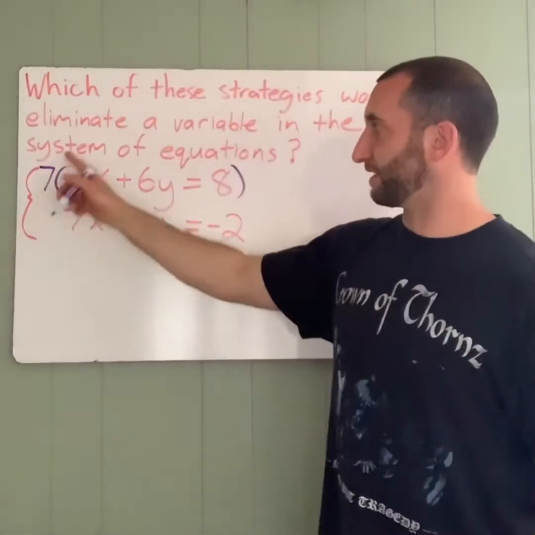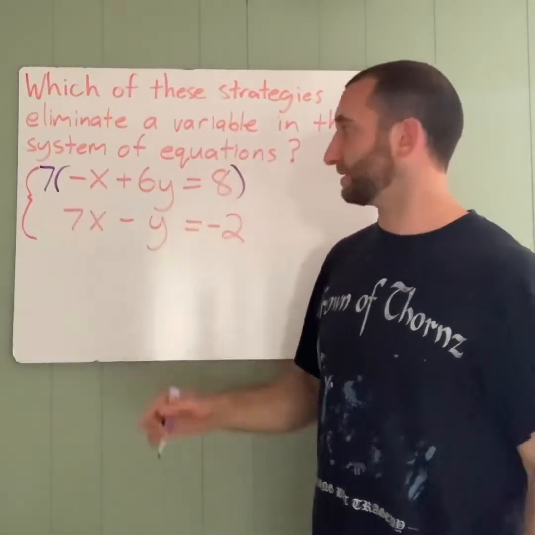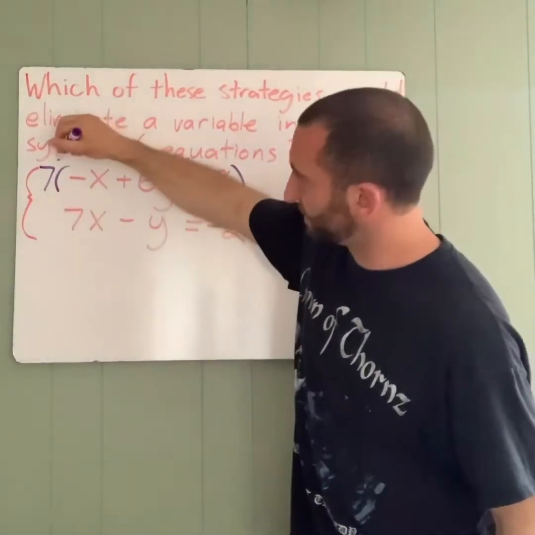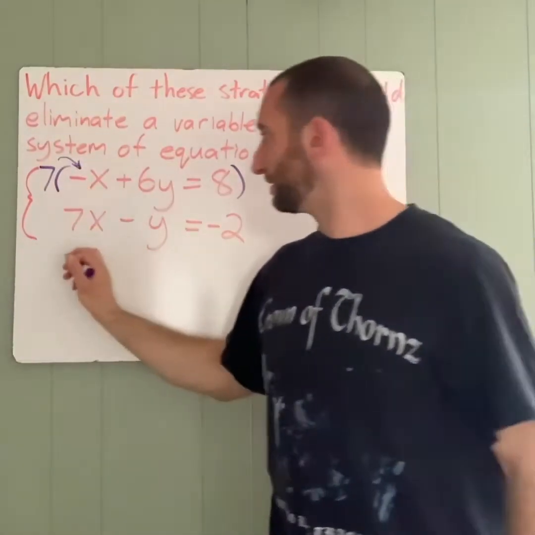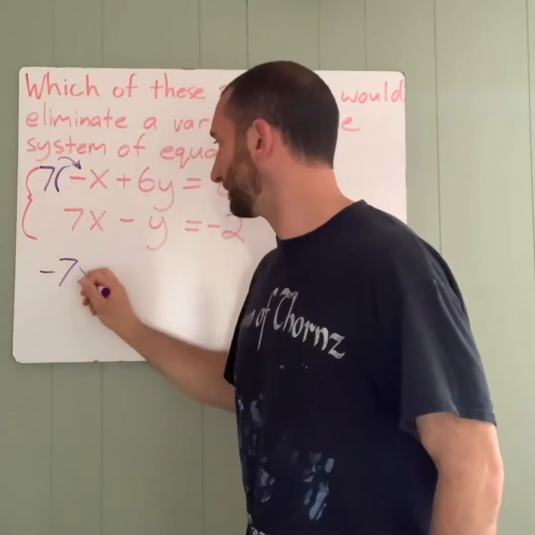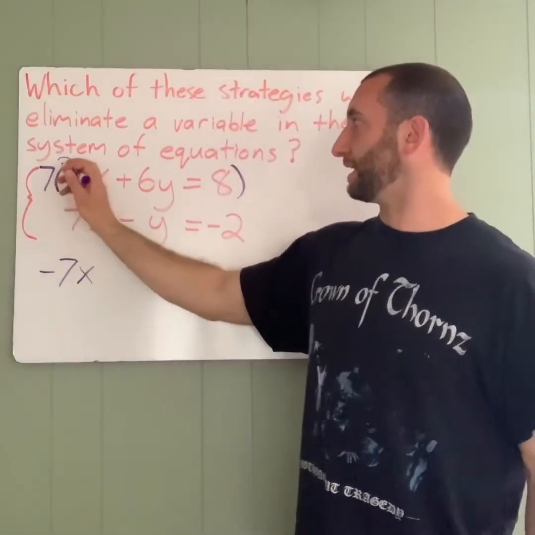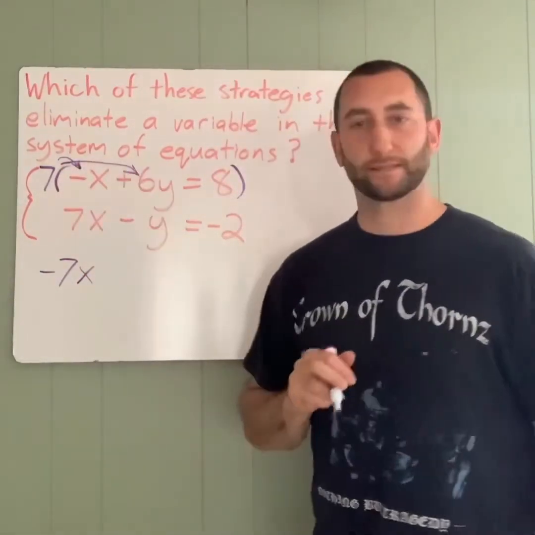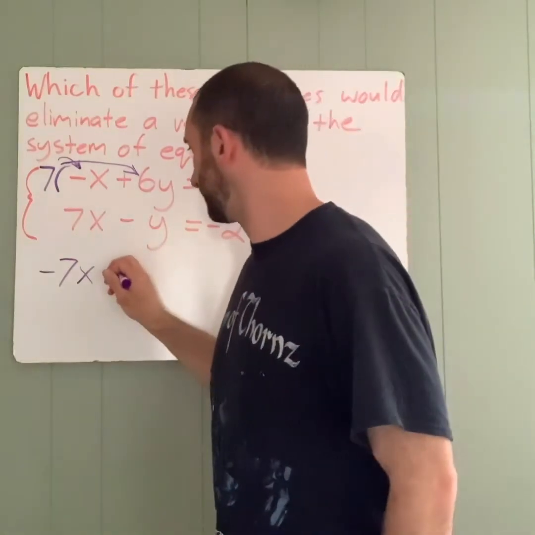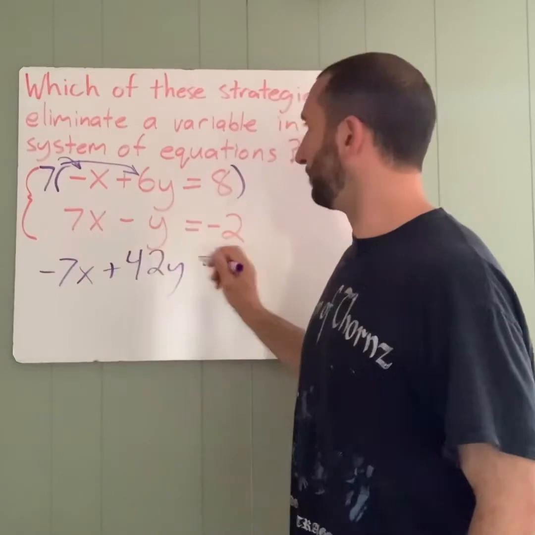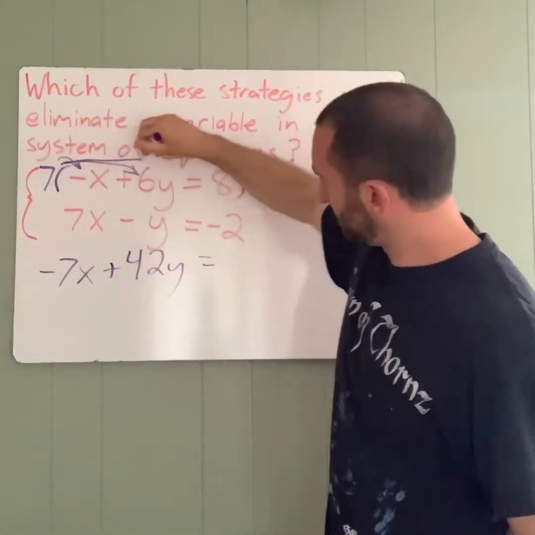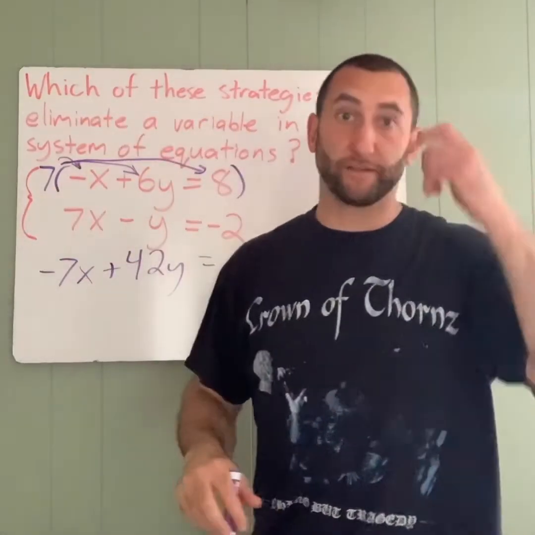we will distribute the 7 to all three terms because we've got to keep balanced. What would we get? Let's do so. I'll show you. What's 7 times -x? -7x. What is 7 times 6y? That'd be 42y. And what is 7 times 8? 56.